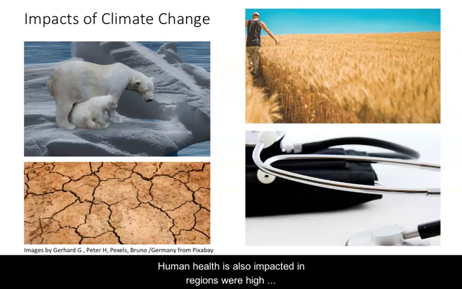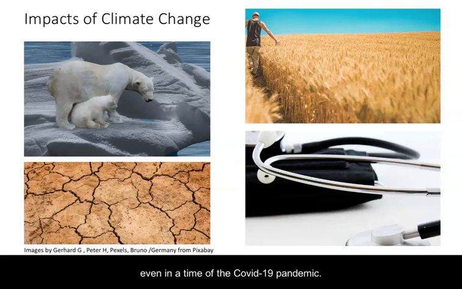Human health is also impacted in regions where high temperatures cause life-threatening heat stress, waterborne illness, poor air quality, and an increase in disease transmission from the increasing population size of insects and rodents. And of course, all of these things exacerbate the displacement of people from their communities. This is why climate change is considered the defining crisis of our time, even in a time of the COVID-19 pandemic.